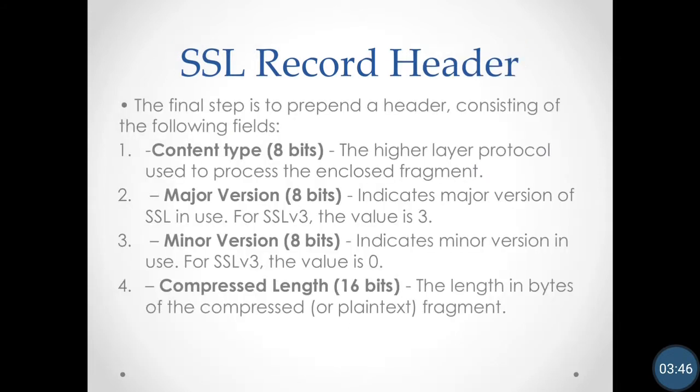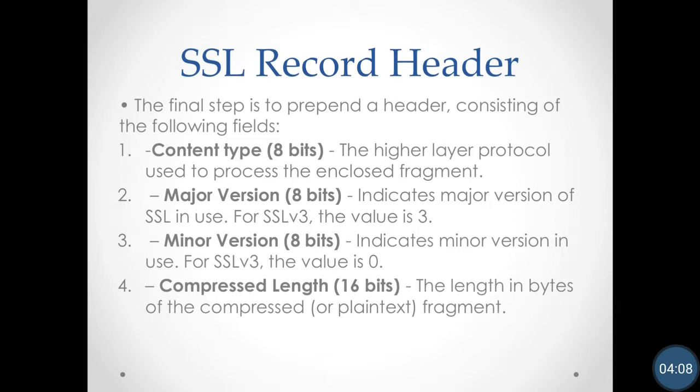SSL record header consists of four fields. First is content type, second is major version, third is minor version, and fourth is compressed length. First field to third field are 8-bit long and last field is 16-bit long.